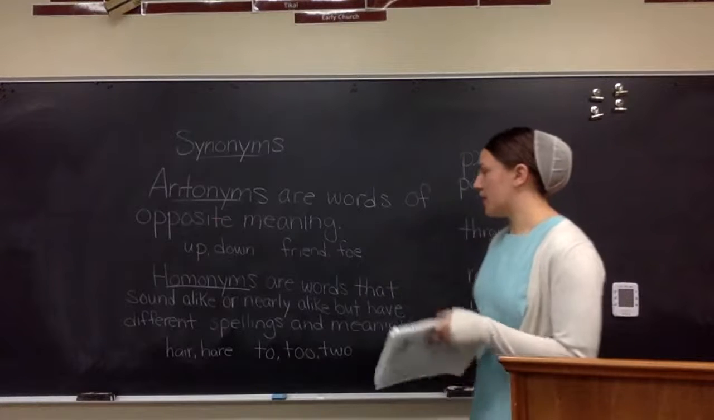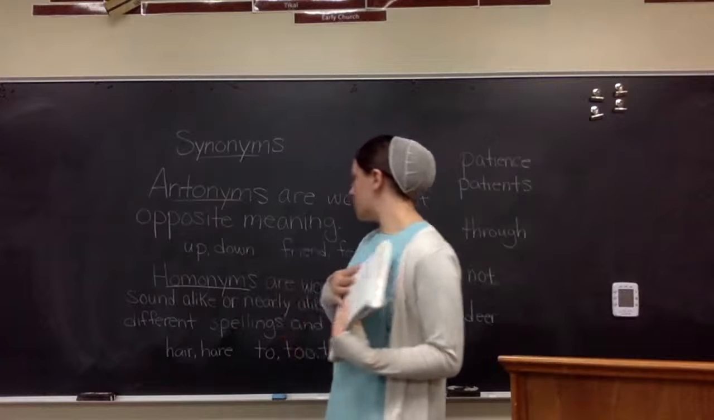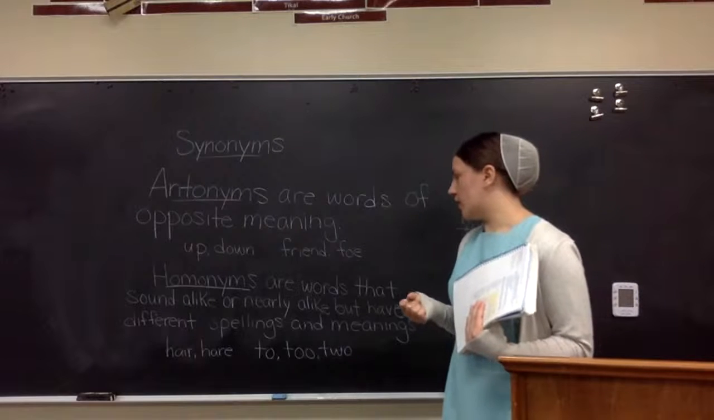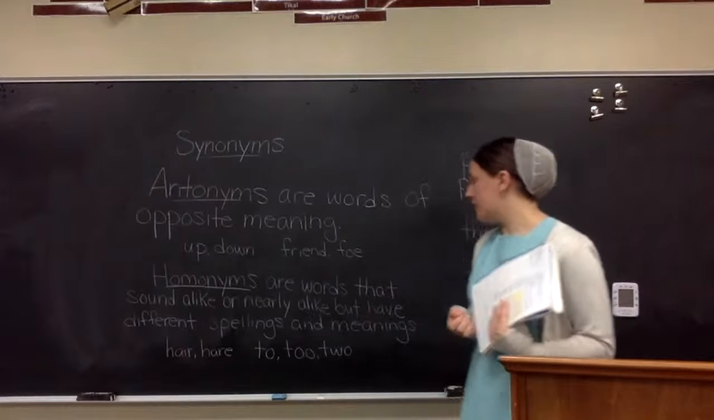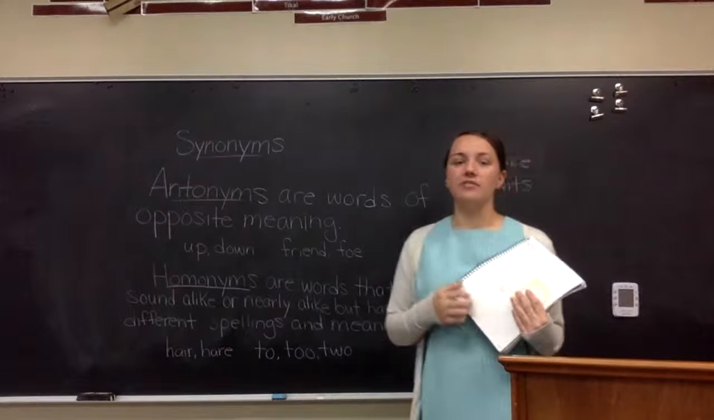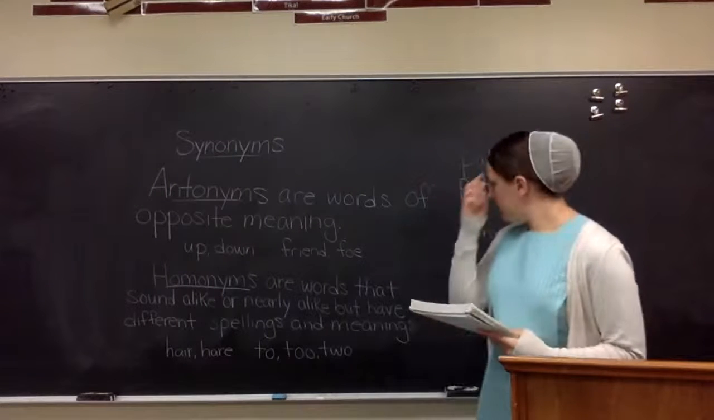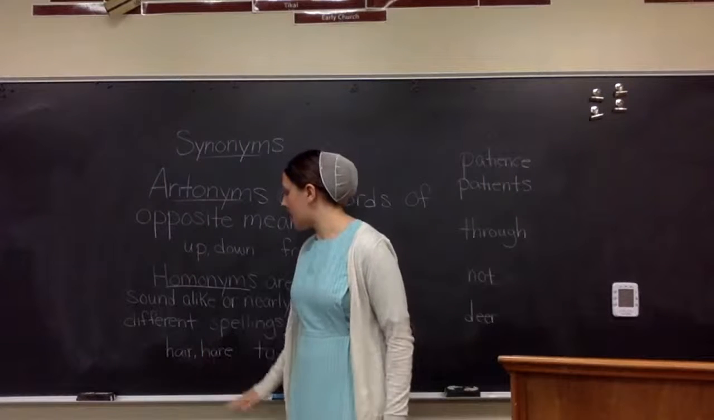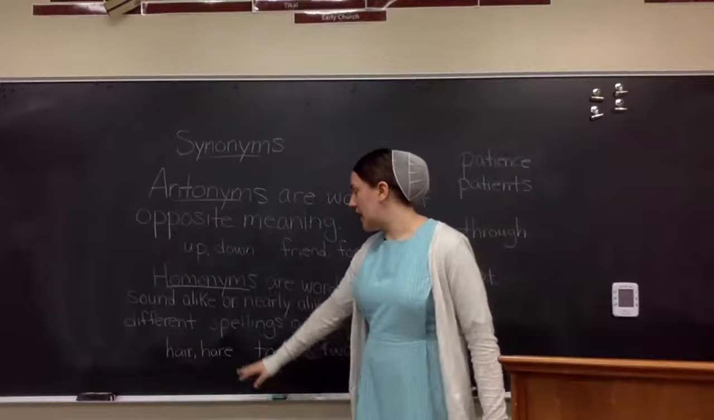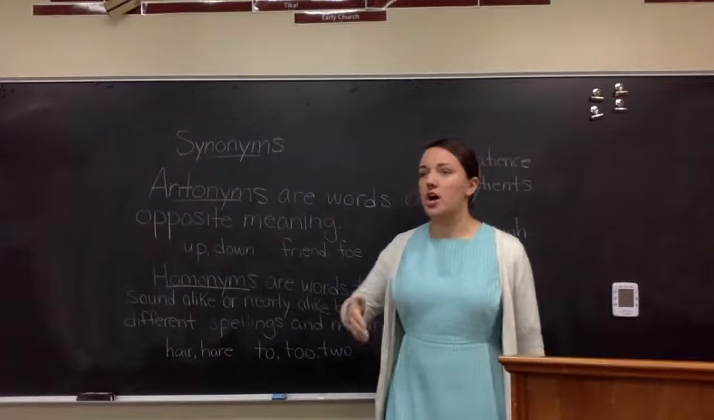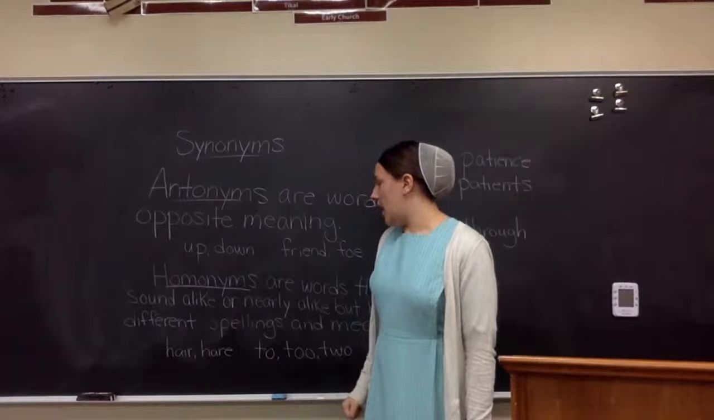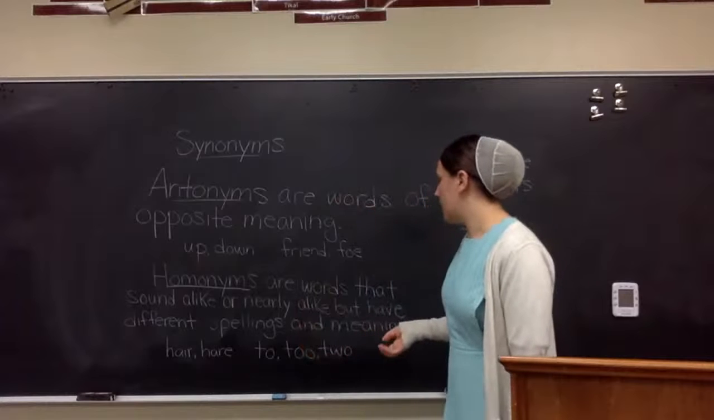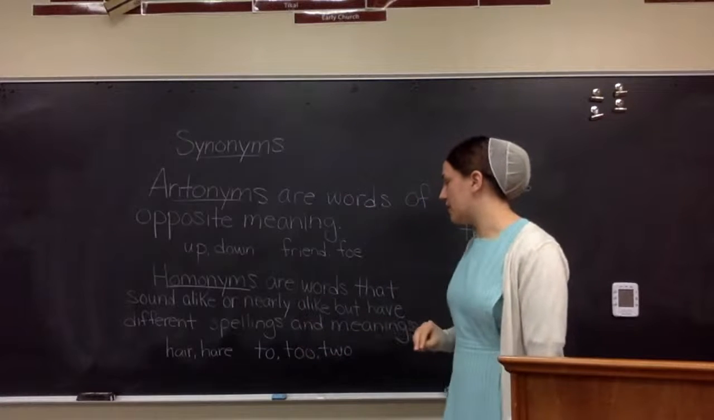The next type of word we're talking about, like I said before, is homonyms. So when we have a homonym, we have words that sound alike or nearly alike, but they have different spellings and they have different meanings. So for example, a homonym could be hair and hare, H-A-I-R and H-A-R-E. So if you're talking about a hair, these two words are said exactly the same, but they mean two very different things.